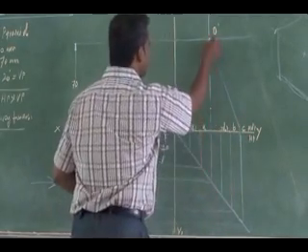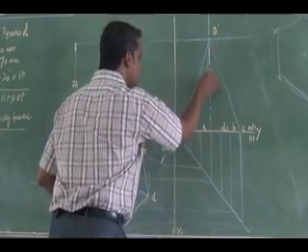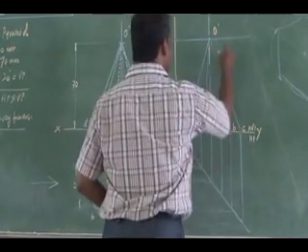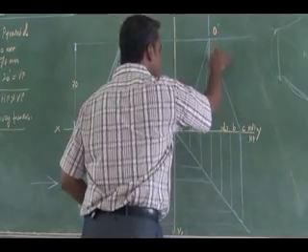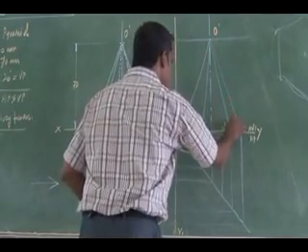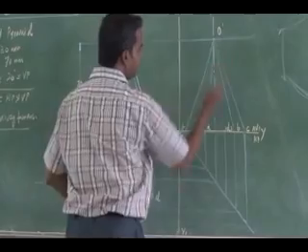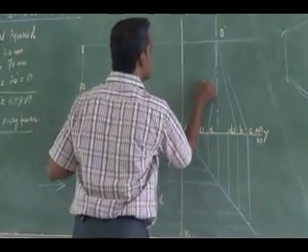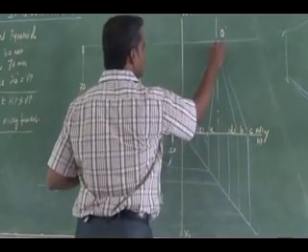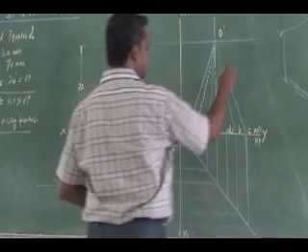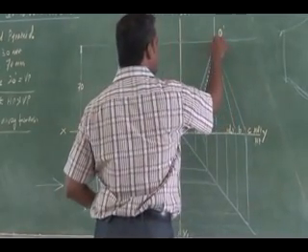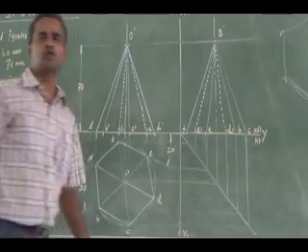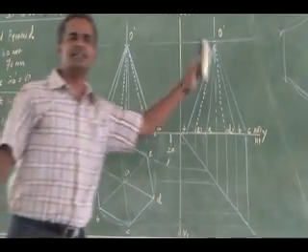Then AO is visible, and similarly BO is visible. Then EO is hidden for me. So EO is hidden. I have connected a hidden slant edge. Similarly, BO is a hidden slant edge. So this is how I have to show all my front view, top view and side views.